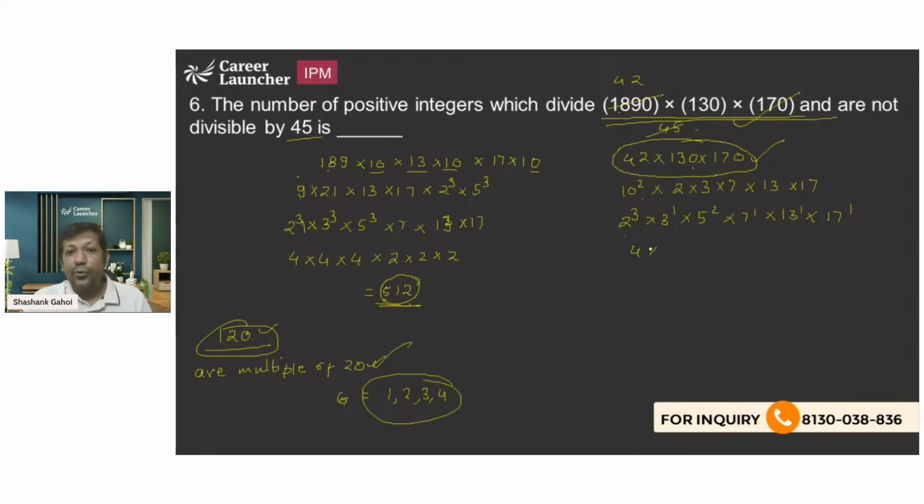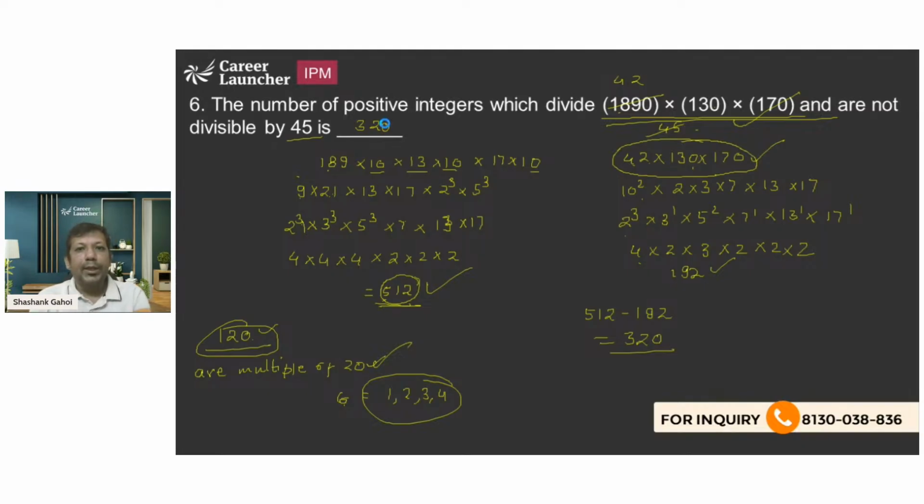कितने आएंगे? 4 into 2 into 1 more than power, that is going to be 3 into 2 into 2 into 2. कितना आएगा? 4, 4, 16, 64, 192. ठीक है. So total number of factors are these. These factors are multiple of 45. So how many factors that are not multiple of 45? That is 512 minus 192, and that's going to be 320. So my answer of this question is going to be 320.